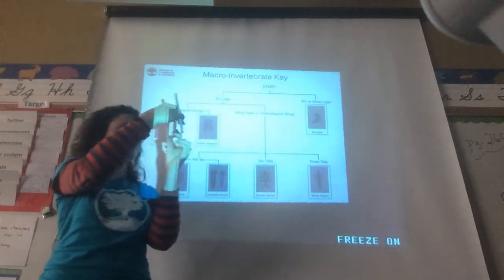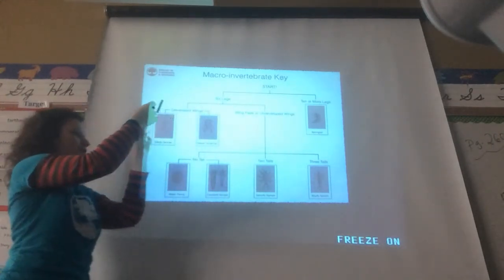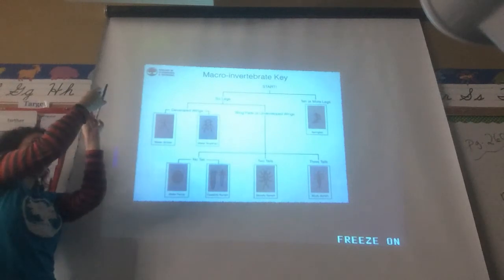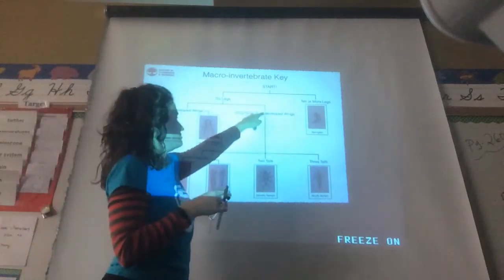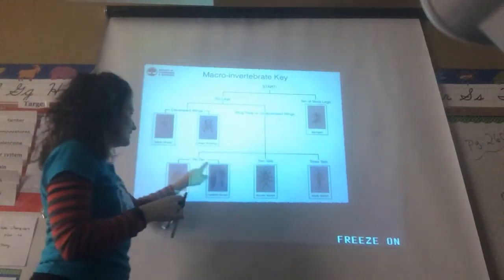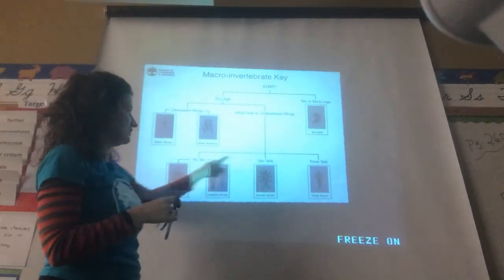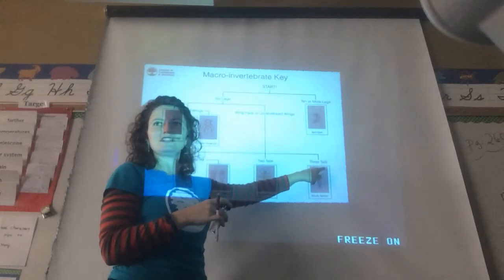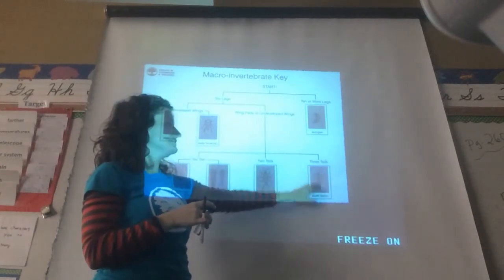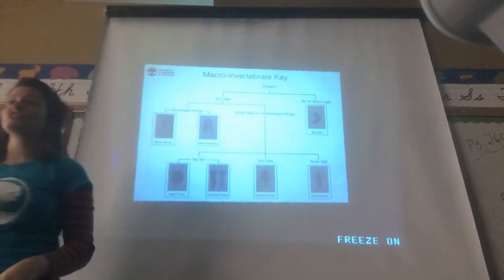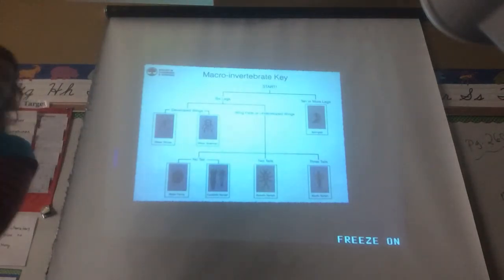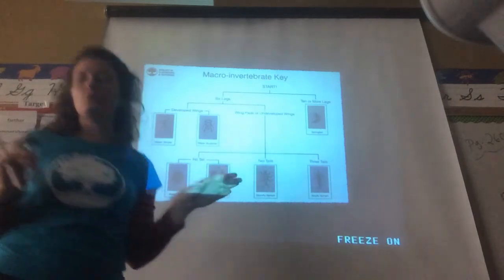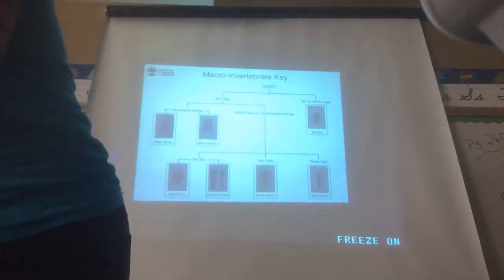So I can make some observations about my little creature. And I'm going to say, oh, I actually can see that mine has wing pads. So I'm going to choose this option, and I'm going to go down here. And then at that point, I'm going to ask myself, does it have no tail, 2 tails, or 3 tails? And based on the picture and based on the observations, I'm going to be able to identify what is in my vial, okay?